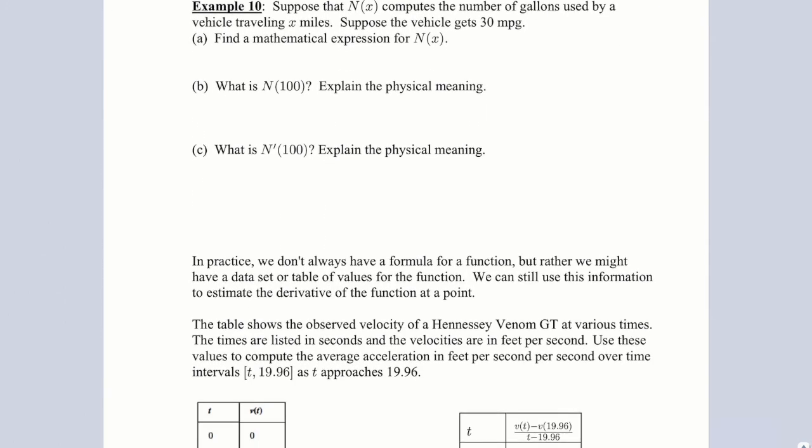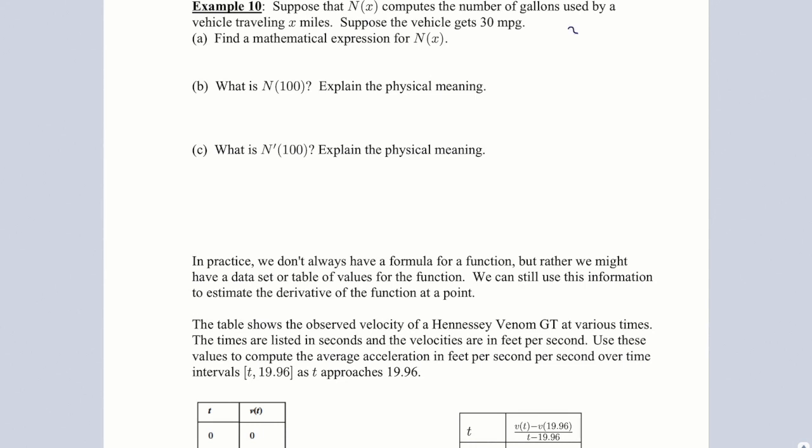Okay. Next one says, suppose that n of x computes the number of gallons used by a vehicle traveling x miles. And then it says, suppose the vehicle gets 30 miles per gallon. And part A just asks us to find the mathematical expression for n of x. So how many gallons has it used if it travels x miles?